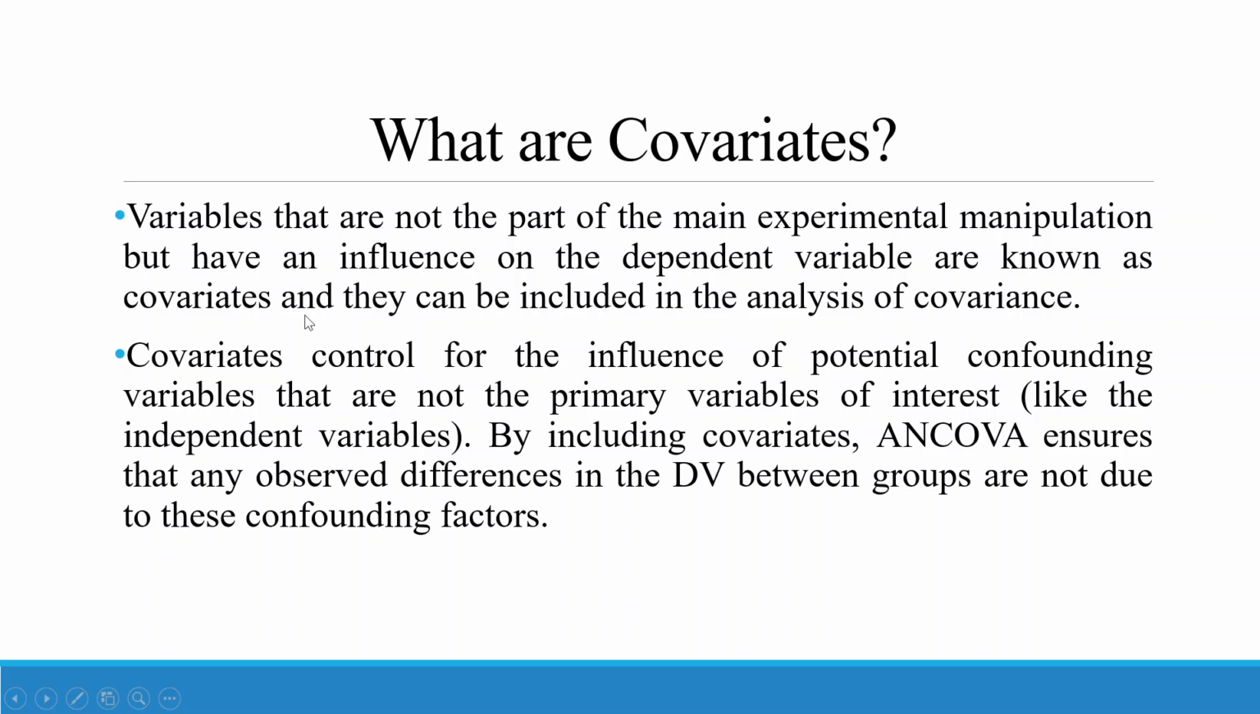What are covariates? Variables that are not part of the main experimental manipulations but have influence on the dependent variable are known as covariates, and they can be included in the analysis of covariance. Covariates control for the influence of the potential confounding variables that are not the primary variables of interest, like the independent variables. By including covariates, Ancova ensures that any observed differences in the dependent variable between groups are not due to these confounding factors. Let's try to understand this concept in a layman example.